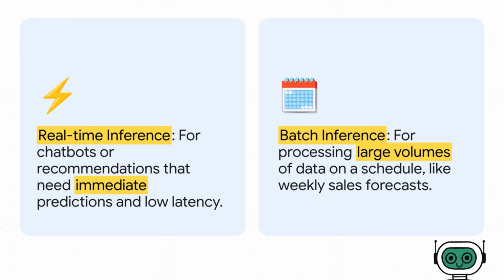The second approach is batch inference. This is for jobs like weekly sales forecasts. You don't need an instant answer. Instead, you can process a huge amount of data all at once, say every Sunday night. The restaurant only needs to open on a schedule.